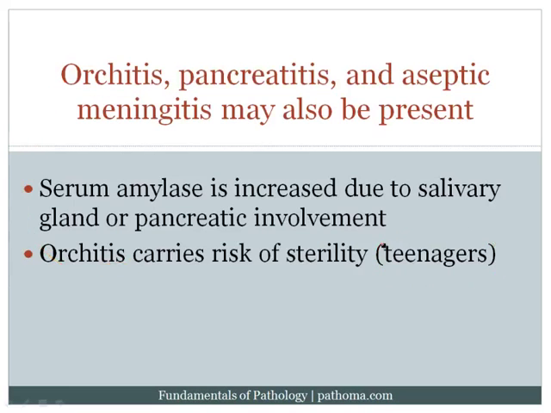Now, it's also possible for the mumps virus to create pancreatitis, and that's important because remember that when you get pancreatitis, you're going to get an elevated serum amylase, but the serum amylase will also be elevated due to the fact that you have salivary gland involvement. So when you have an elevated serum amylase in a patient with mumps, it could be due to the salivary gland because the salivary gland produces amylase, or it could be due to the pancreatitis because in pancreatitis you also get an elevated serum amylase.